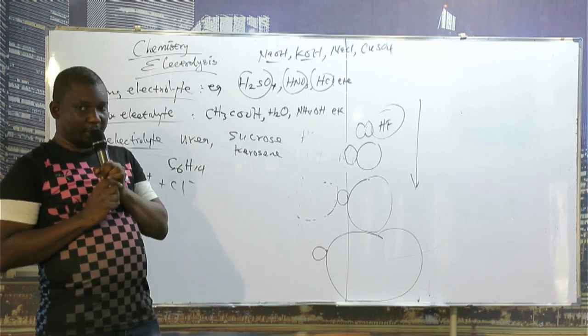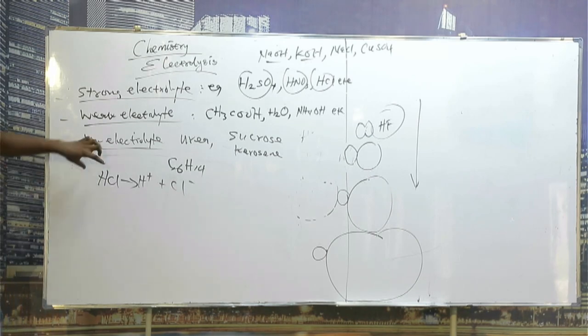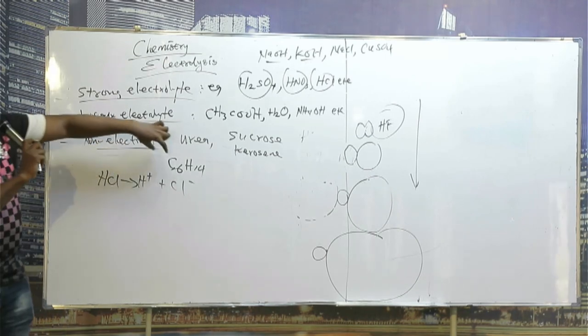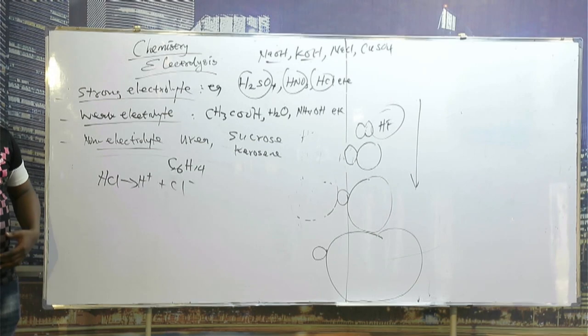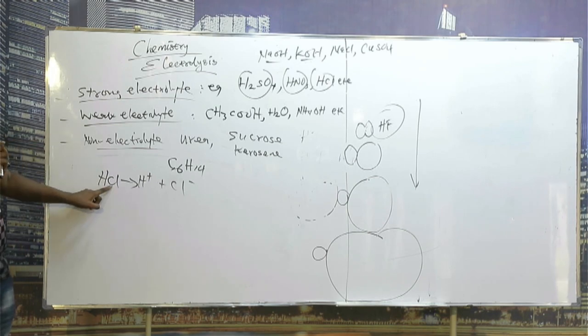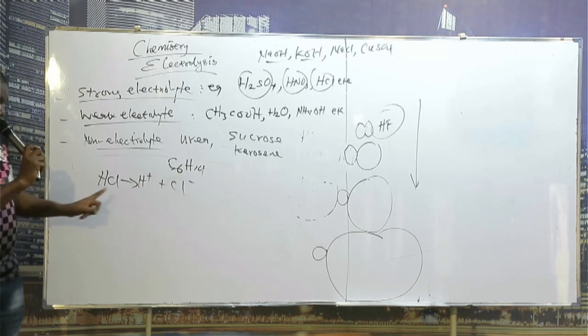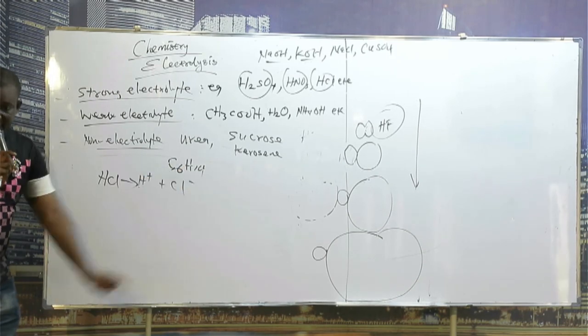The reason why HCl is dissociating, even though it's covalent, is because of high polarity. There is more polarity here than between C and H. Do you understand what polarity is? For those that don't understand, I'm not doing polar bonds here. Why is this one conducting electricity in aqueous form, but this one is not?